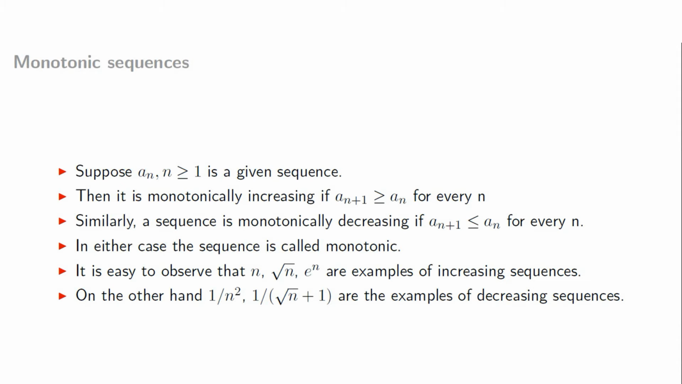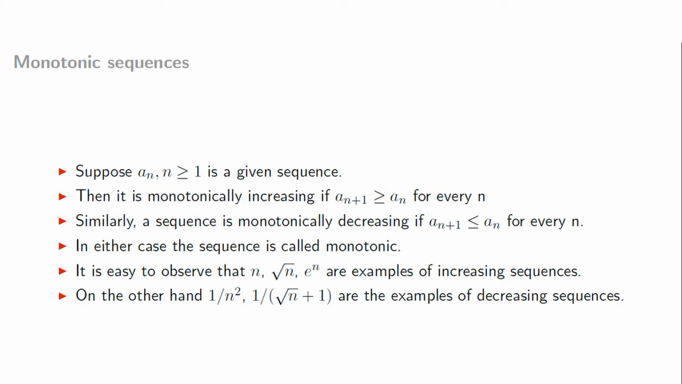So, this leads to the concept of monotonic sequences. Suppose a_n is a given sequence, then it is monotonically increasing if a_{n+1} is greater than or equal to a_n for every possible value of n. Similarly, a sequence is monotonically decreasing if a_{n+1} is less than or equal to a_n for every n. In either case, the sequence is called monotonic. That is, by a monotonic sequence, we mean either an increasing sequence or a decreasing sequence.